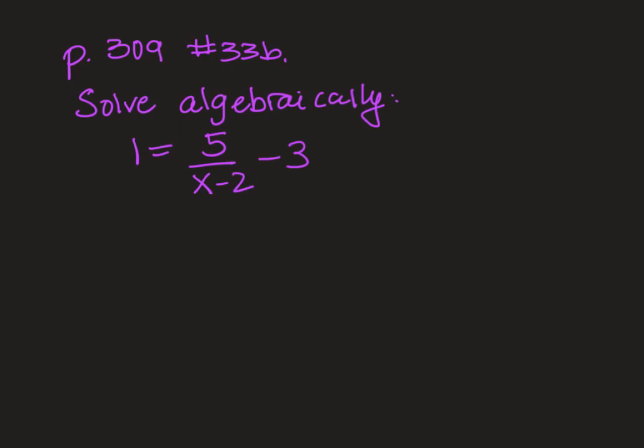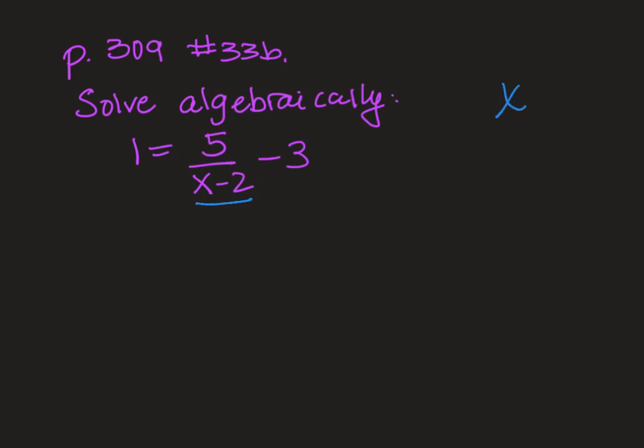Okay, so let's look at this one right here. We're trying to solve 1 equals 5 over x minus 2, minus 3, algebraically. What I usually do on the side before I even start these is take note of what values for x are not allowed in this equation, where x is undefined. So I look at any denominators that I have, and this one only has a single denominator of x minus 2. I know I can't divide by 0 ever. So I'm going to write this over on the side.